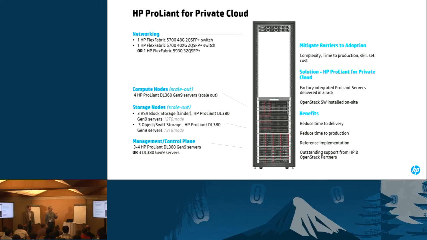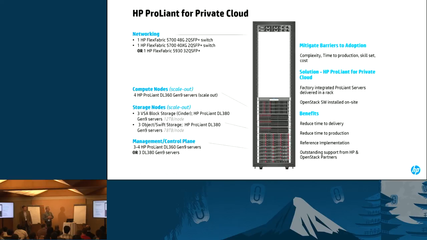The nice thing about this is it's all cabled, optimized, tuned, switch configurations are done in the factory, it's delivered to the data center, and then professional services teams come out and install OpenStack for you and/or with you, depending on how you want to do that.